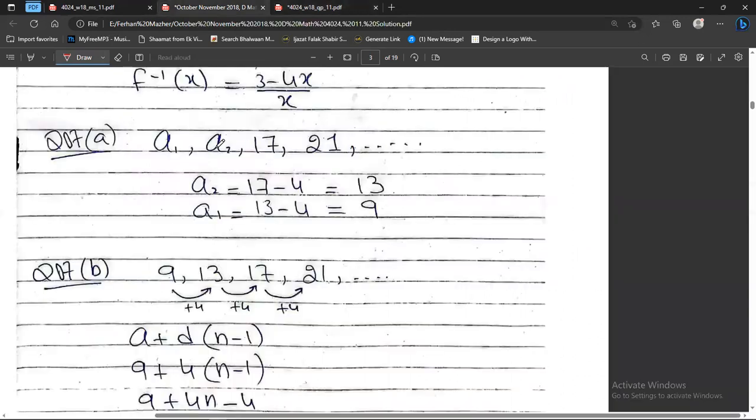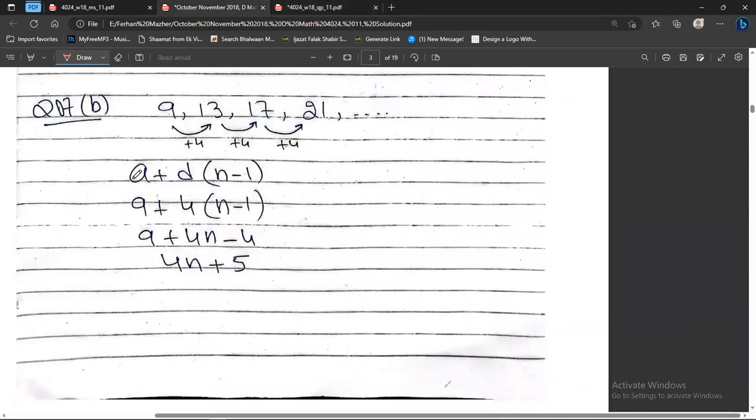So now I know the first term, I know the second term, I know the third term, I know the fourth term, and I know that we are getting each next term by adding 4 to the previous term. So it's an arithmetic sequence, and we can find the nth term of the arithmetic sequence. The formula is a plus d bracket n minus 1. So the a is the first term, d is the common difference.